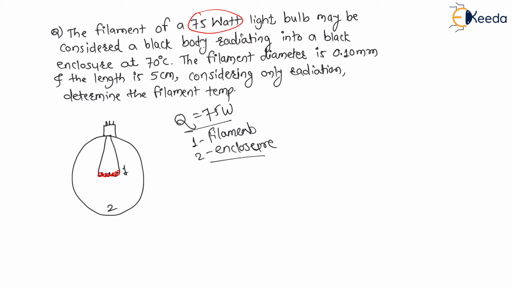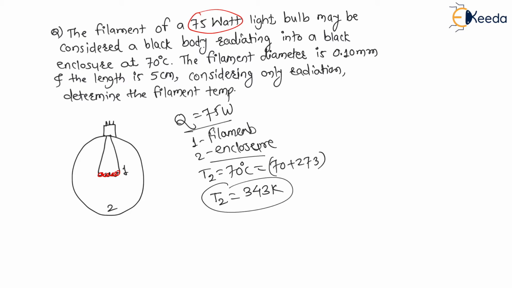Therefore, T2 is given. T2 is equal to 70 degrees Celsius, which is nothing but 70 plus 273 in Kelvin. If I convert into Kelvin, this T2 will be equal to 343 Kelvin. Then again, both are black bodies. As both are black bodies, emissivity 1 is equal to emissivity 2 is equal to 1. For a black body, emissivity is equal to 1.